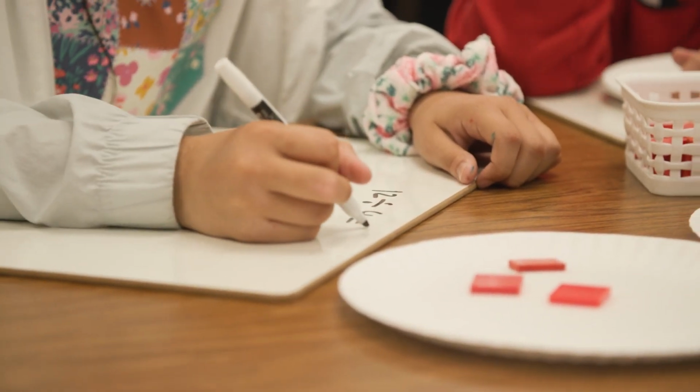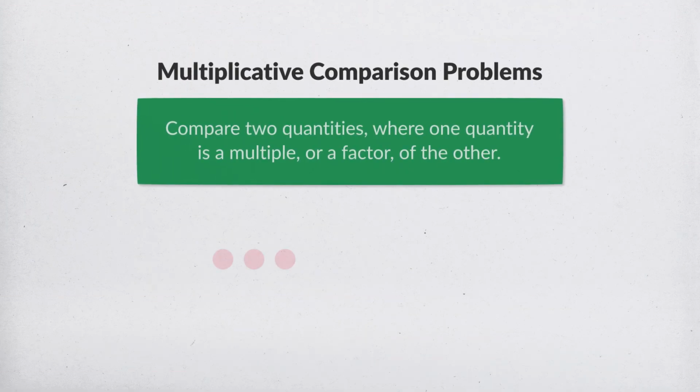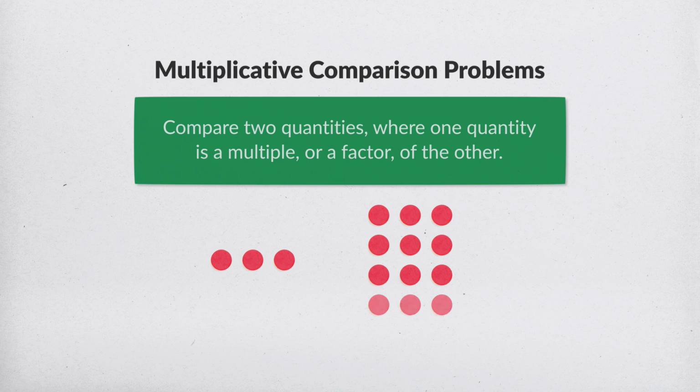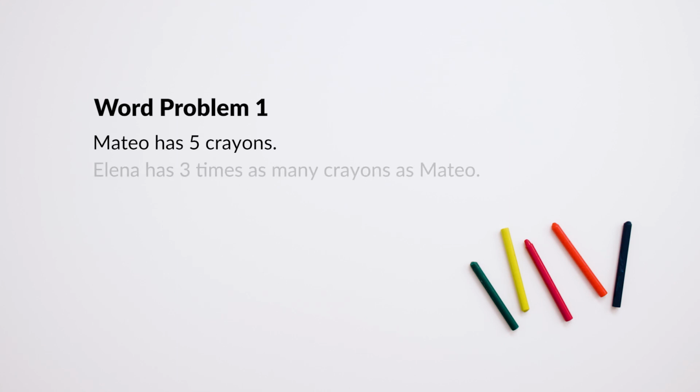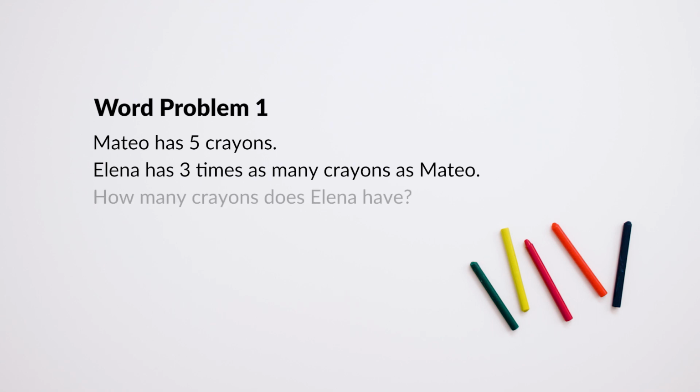to equations. In multiplicative comparison problems, we need to compare two quantities, where one quantity is a multiple or a factor of the other. Let's try a problem to see how this works. We'll start by using small numbers to get to know this problem type. Okay, here's the problem. Matteo has 5 crayons. Elena has 3 times as many crayons as Matteo. How many crayons does Elena have?